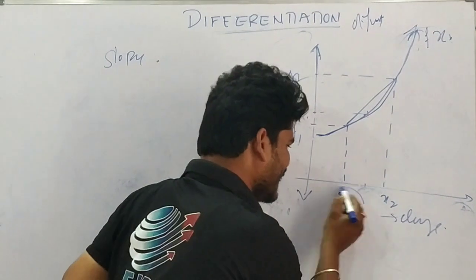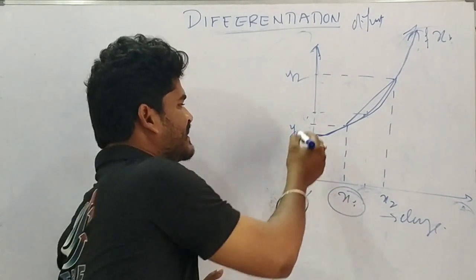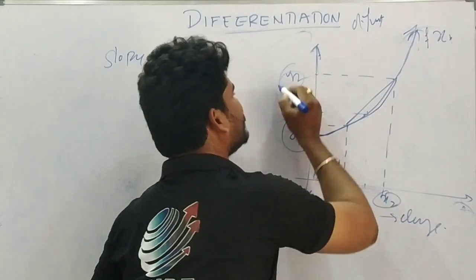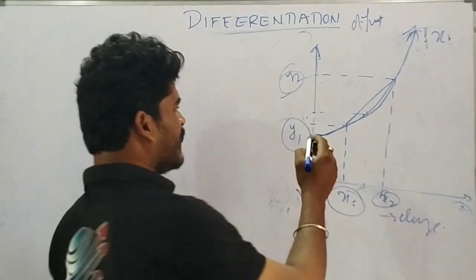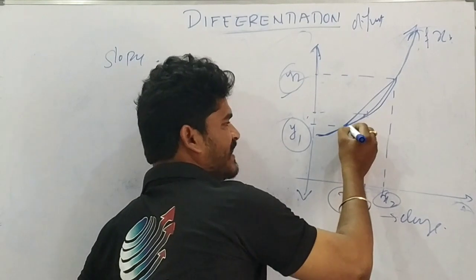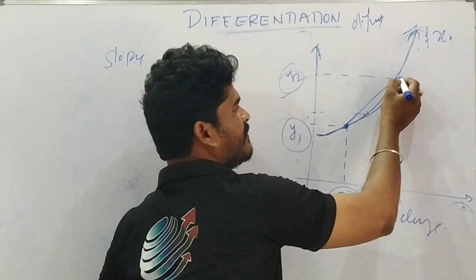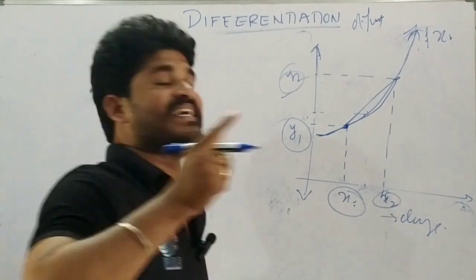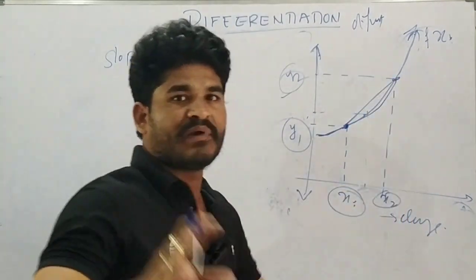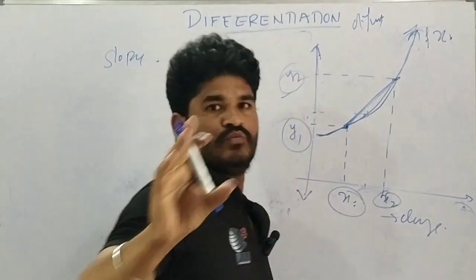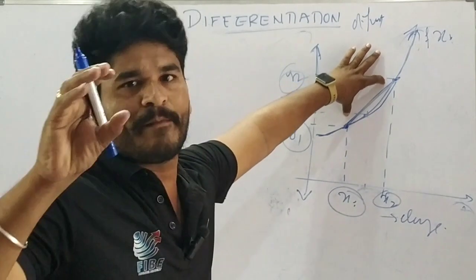Here x1 is there, and that time the value is y1. In the same way, x2 is increased and we get y2. Once observe here, this point touches the curve, and in the same way, whenever we change x, automatically y intersects at another point. Now join these two points. This is the slope of the curve.